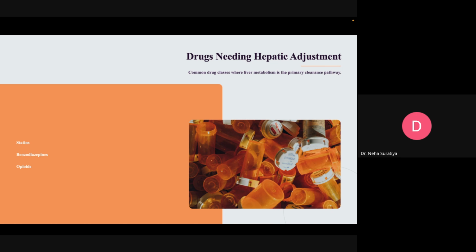Next, we have benzodiazepines. If the patient is taking benzodiazepines, of course, a long half-life benzodiazepine is metabolized in the liver itself, right? So in liver disease, it will take a lot of time to be metabolized, and it can cause prolonged sedation, and it has a risk of encephalopathy itself. So benzodiazepine is also a high-risk drug we can consider for a hepatic impairment patient.